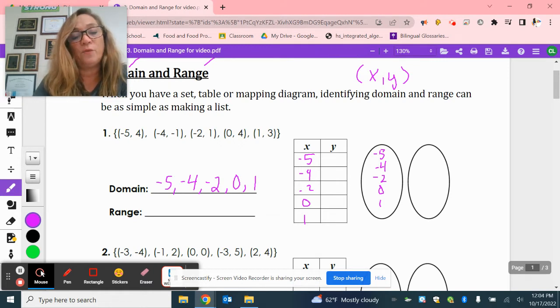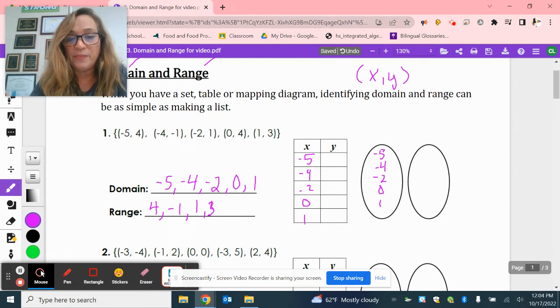And then you have the Y's. So that would be 4, -1, 1, 4. I already wrote it, so I'm not going to write it again. I'm going to make that a 3. Again, you can put that in order. I might want to put it in order when I put it in my mapping.